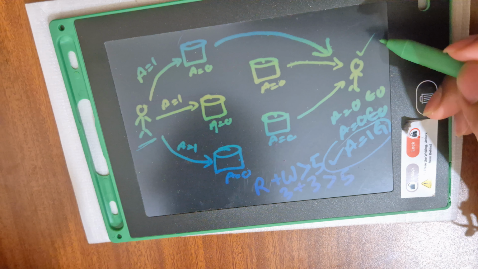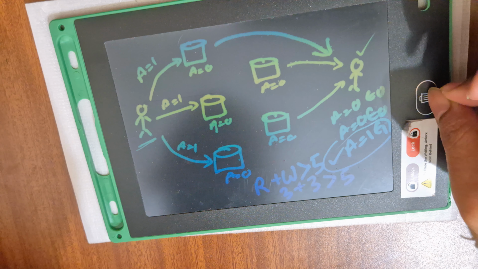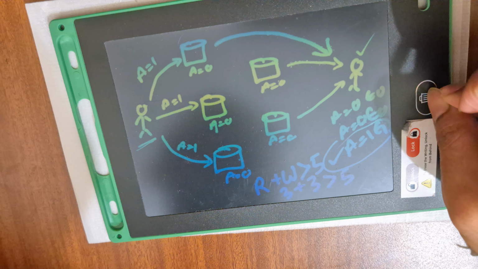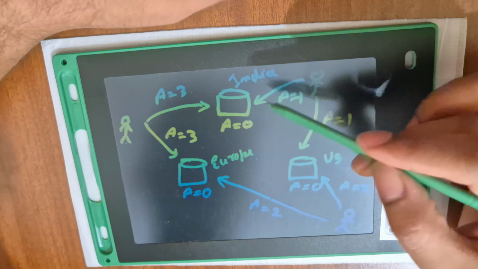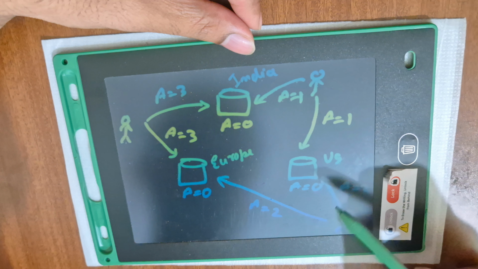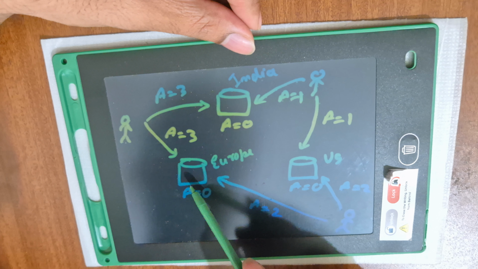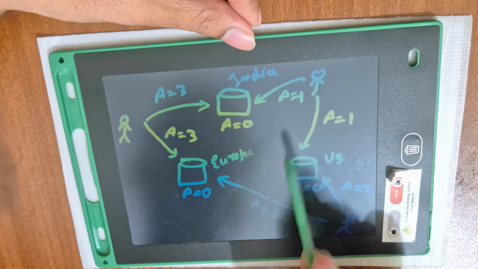Okay, cool. So can we say now everything is completely consistent? Not exactly. Let's see when. So let's take this example. Let's say there are 3 databases. This database is present in India. This database is present in US. This is present in Europe. And initially, all of them had A equals to 0.